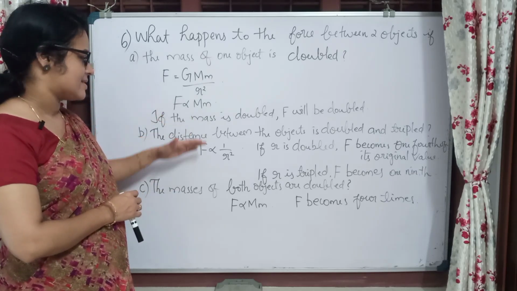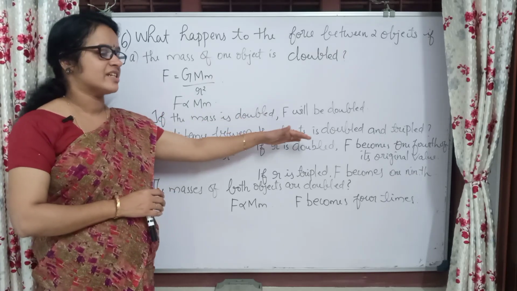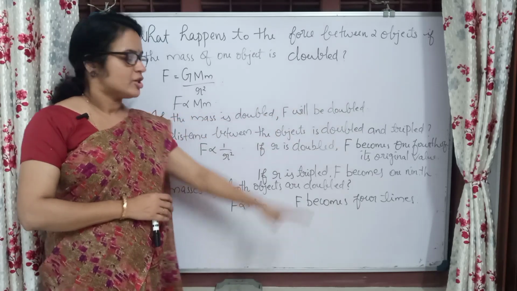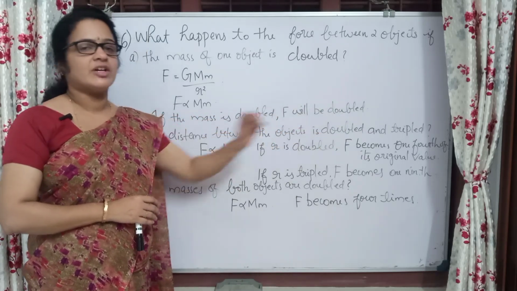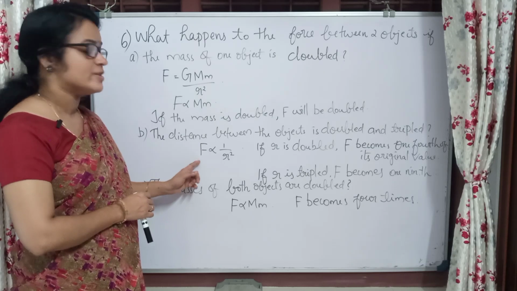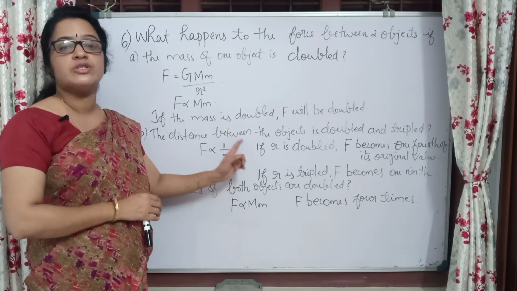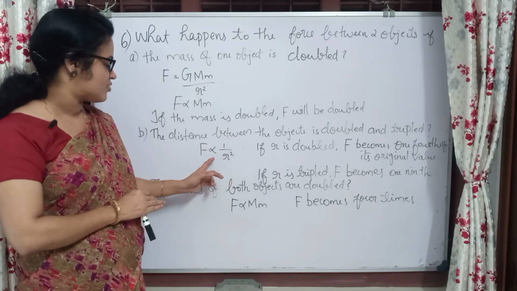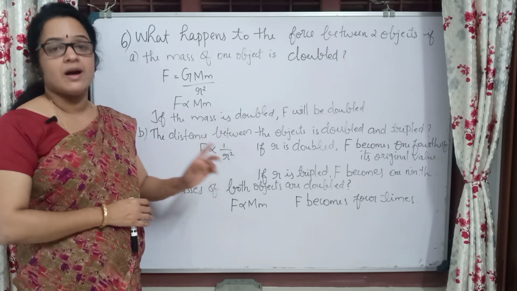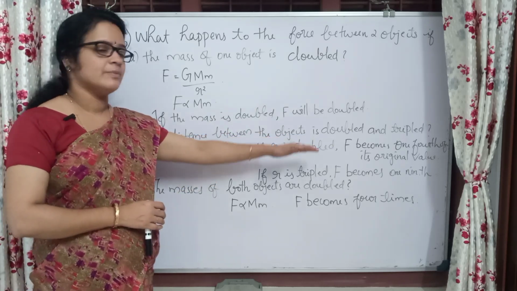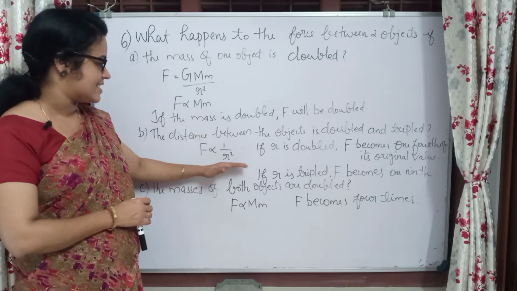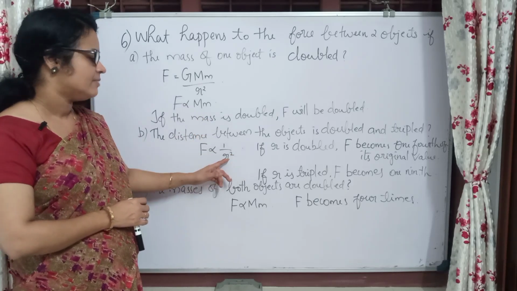Now we can move to the second case. The distance between the objects is doubled and tripled. Now if it is doubled, what will happen? Here we know the force is inversely proportional to the square of the distance. That is, F is proportional to 1 by r square. If r is doubled, r is the distance here, what will happen here?